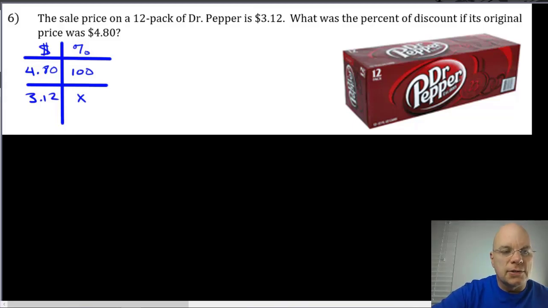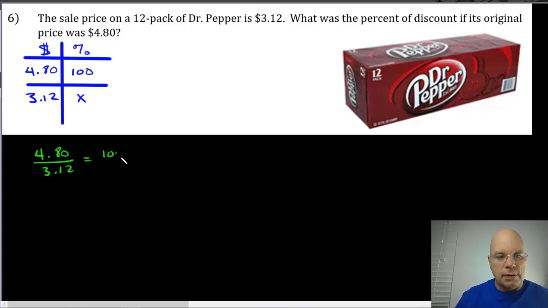So I don't see any nice scale factors. So I'm just going to write a proportion and solve using cross products. 480 over 312 equals 100 over x. Why don't you take it from there? Don't forget to write the cross product equation.